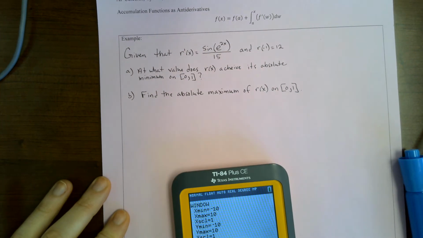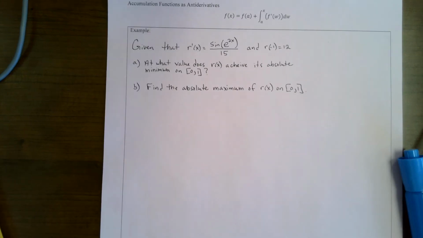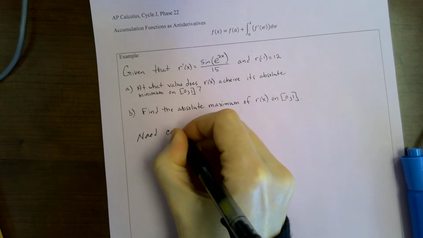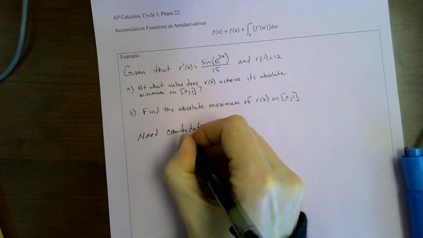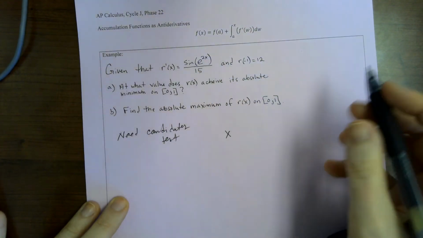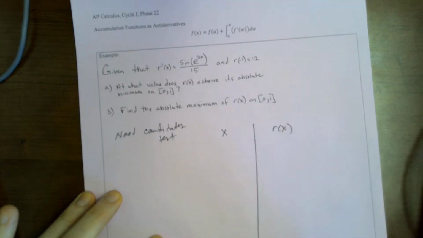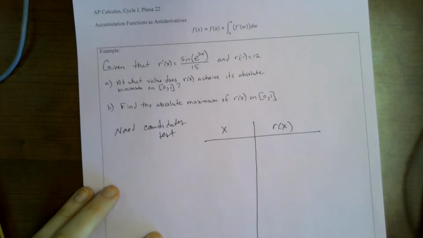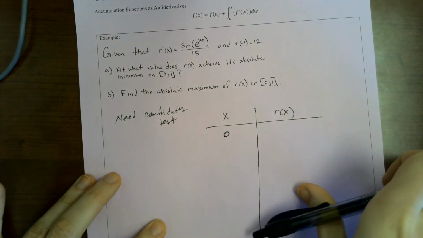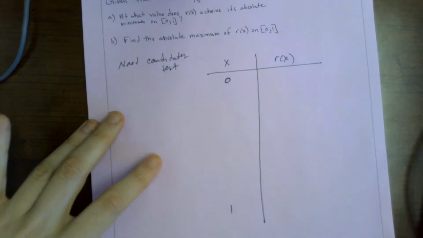Okay, so guys, I need the candidates test, because they're talking about absolute maxes and mins. So it goes like this. You have x, whatever the input variable is, and then over here, r of x. The first number is going to be the left endpoint. The last number is going to be the right endpoint.